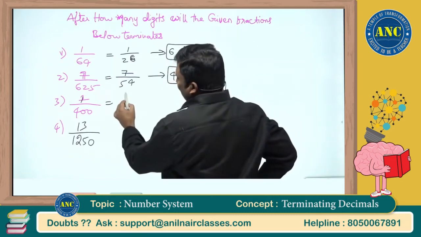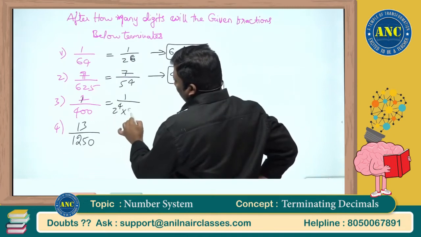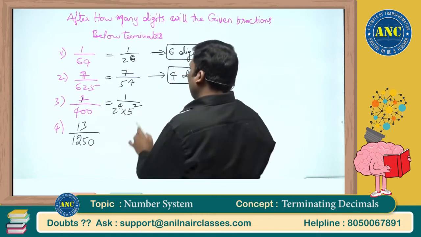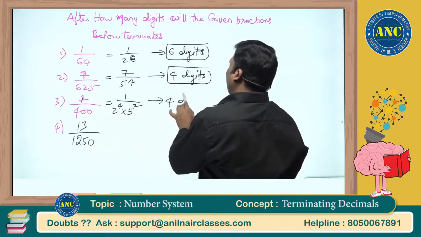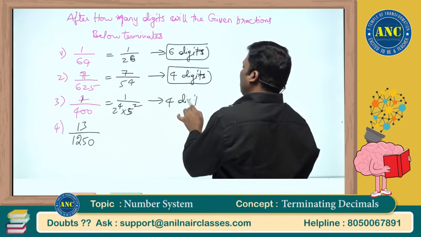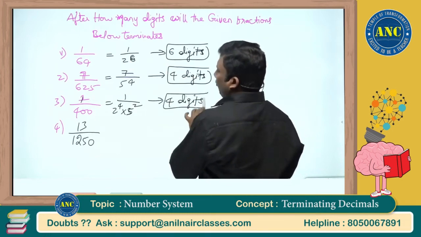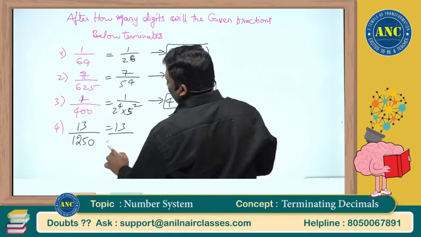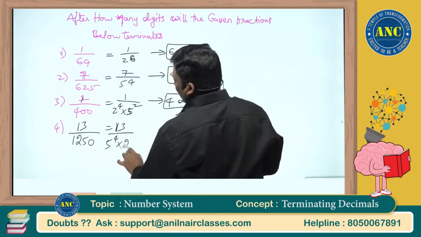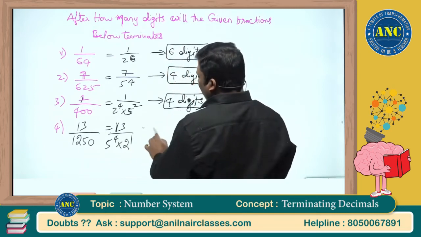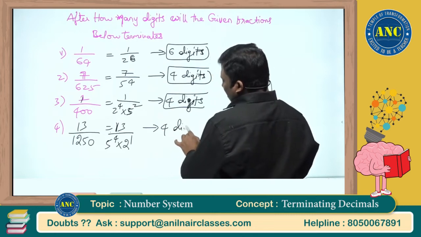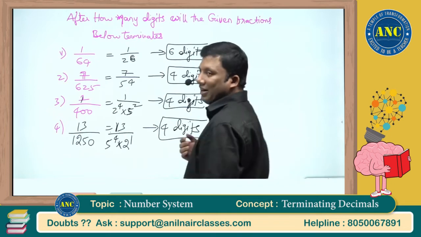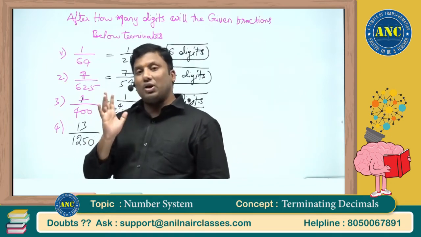1 by 400. 400 is 2 power 4 into 5 square. 16 into 25 is 400. LCM of 4 and 2. It will terminate after 4 digits. 13 by 1250. 13 by 625 into 2. 5 power 4 into 2 power 1. LCM of 1 and 4. It terminates after how many digits? 4 digits. I hope the terminating decimal idea is crystal clear to you.